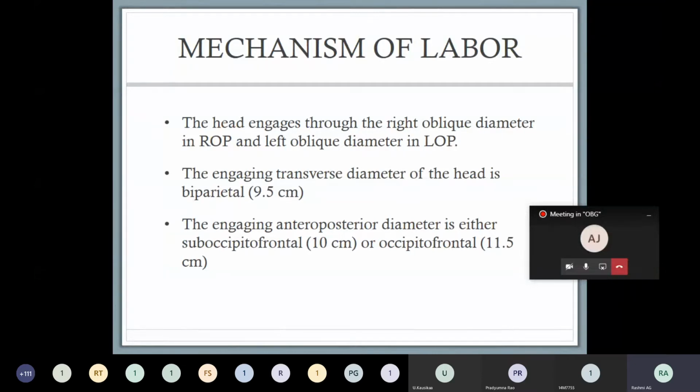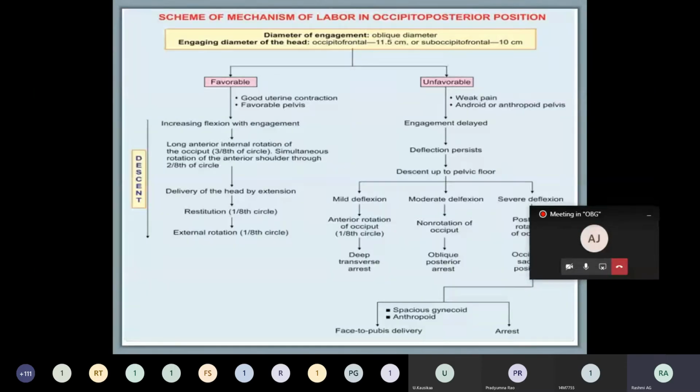So engagement occurs early in a well-flexed LOA. Whereas in a LOP or ROP, the engaging diameter is the occipitofrontal diameter, which is 11.5 centimeters. Hence, engagement is delayed. Okay. So this chart represents the mechanism of labor in occipitoposterior position. So the diameter of engagement is the oblique diameter and the engaging diameter being the occipitofrontal, 11.5 centimeters.